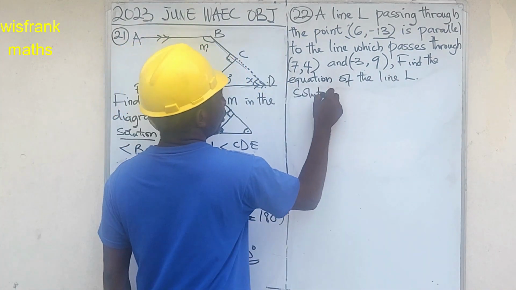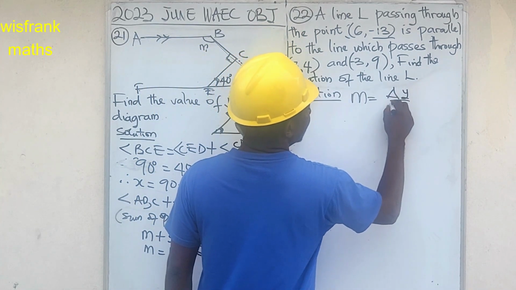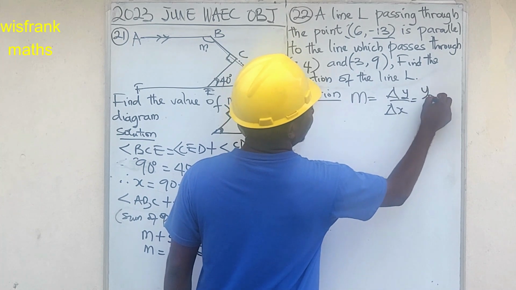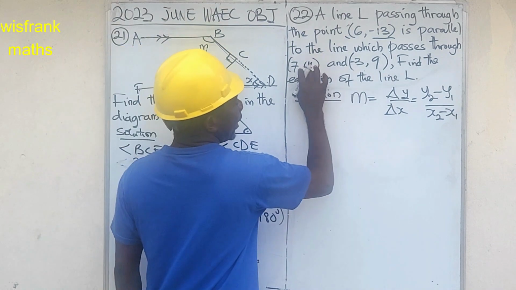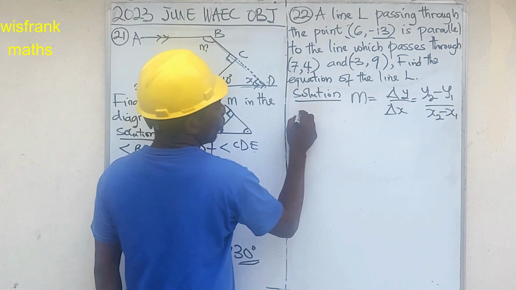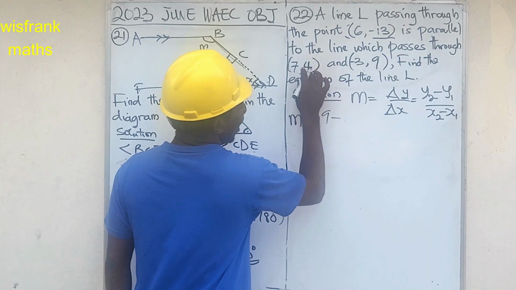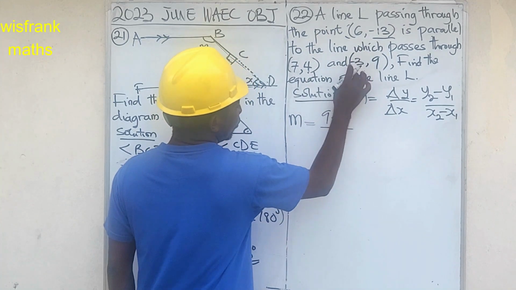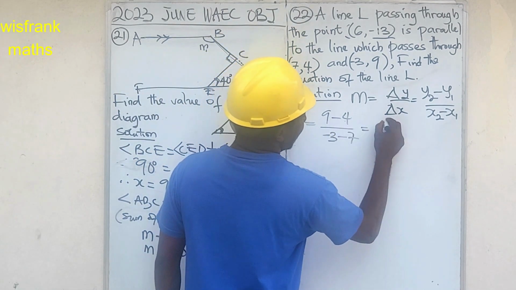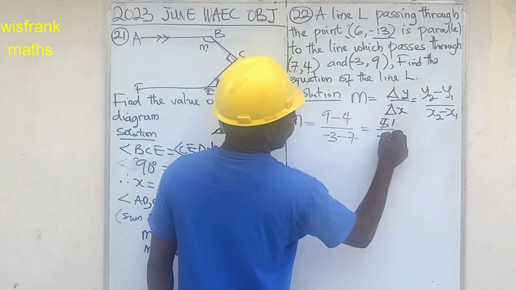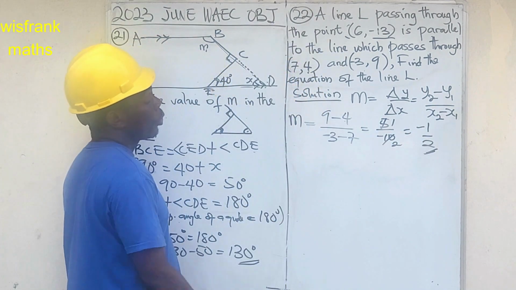So we have the solution. Our gradient m equals change in y over change in x, which equals y2 minus y1 all over x2 minus x1. In this case, for here and here, we have m equals y2, which is 9, minus y1, which is 4, all over x2, which is -3, minus 7, which is x1, equals 5 all over -10. 5 cancels here 1, 5 cancels here 2. So we have -1/2 as the gradient.